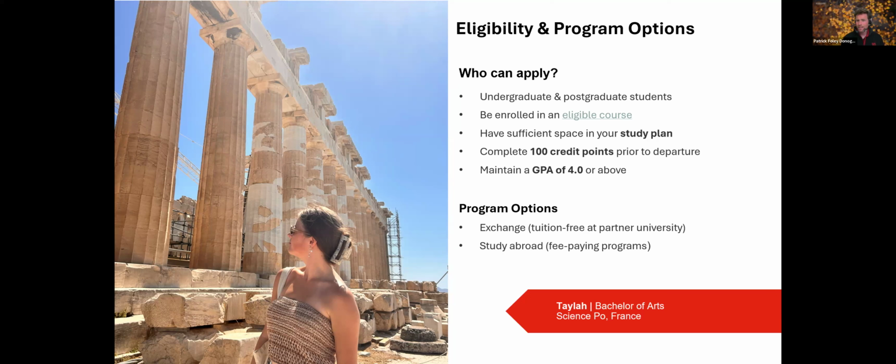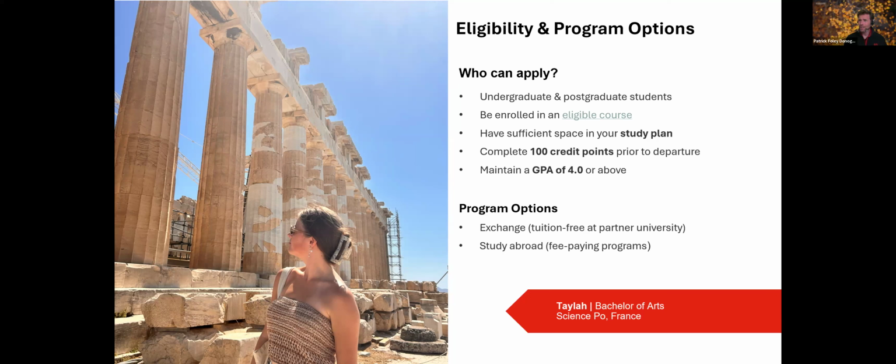We also want students to have and maintain a GPA of 4.0 or above. A GPA is just a grade point average. That changes after every unit, after every semester of studies. We want students to be passing everything. So to be eligible for an exchange program, you need to have and maintain a grade point average of 4.0. We don't want to send students overseas who are failing units.